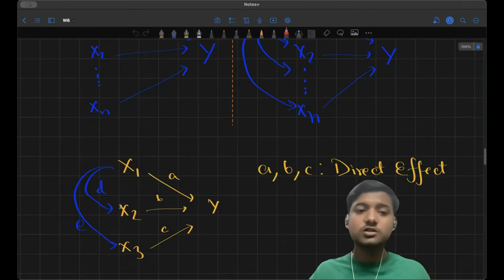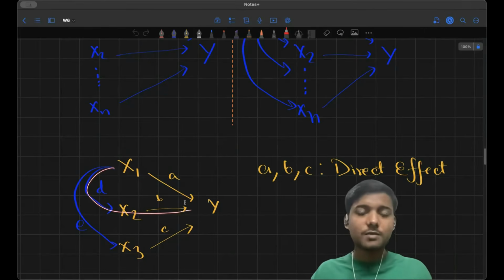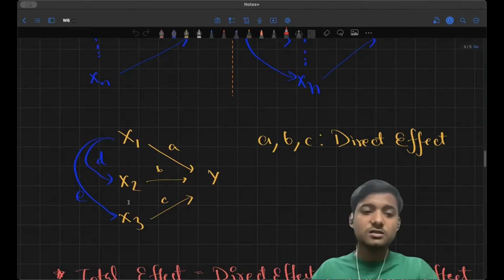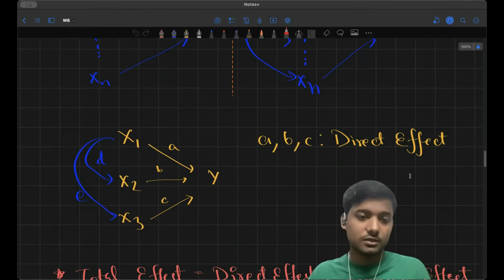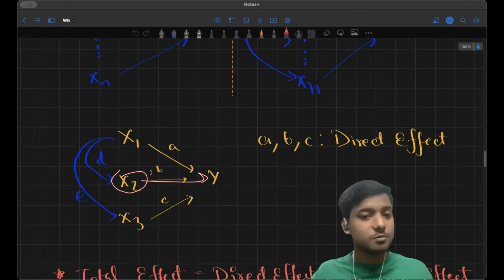But x1 will also change x2, and x2 will in turn change y. So this indirect path is your indirect effect. And because x1 is changing both these things, the indirect effect would be D into B plus E into C. So this is your total indirect effect, right? Because if I change x1, x1 will change x2 by D units, and x2 in turn will change y by B units. So that is why D into B.